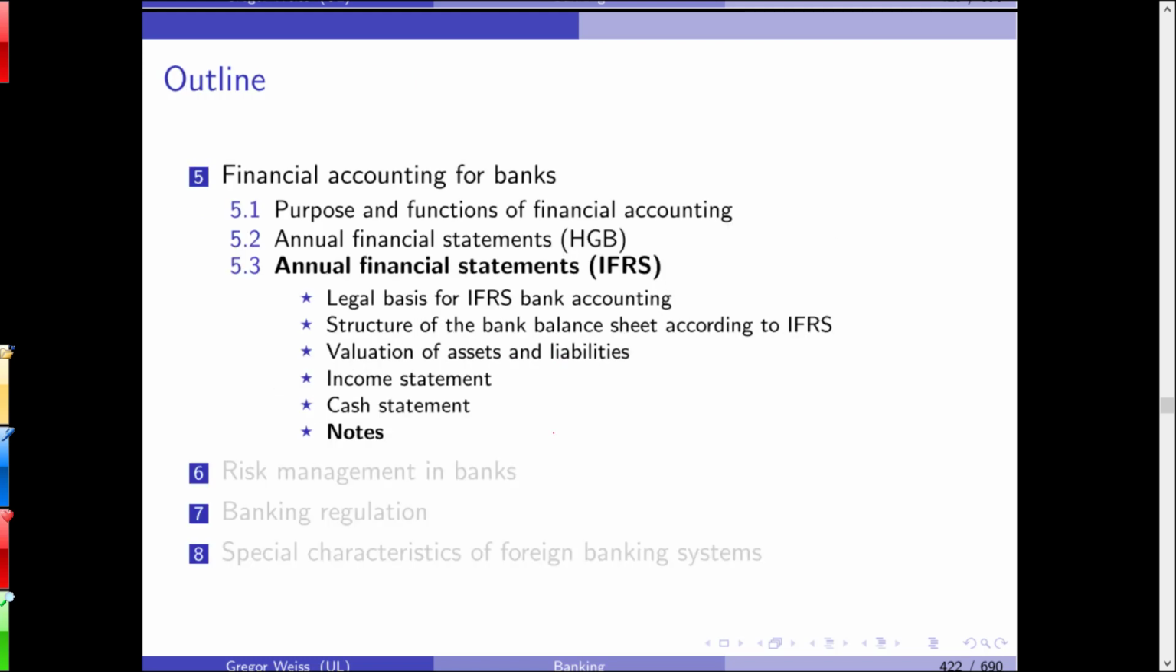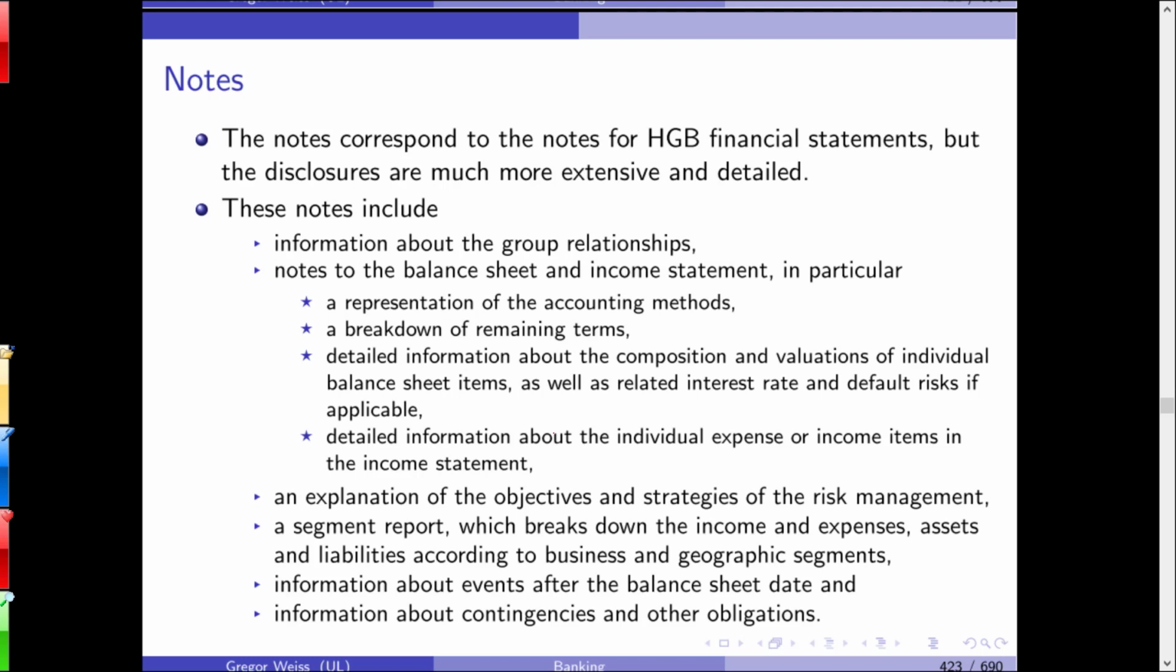This will be part of your financial statement, and just like under German Commercial Code, you will also have some notes. They will be more extensive under IFRS than under the HGB. The notes include information about the group relationships.